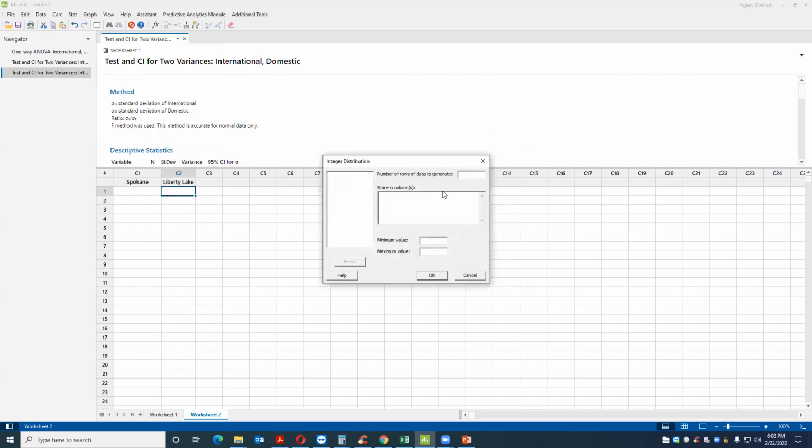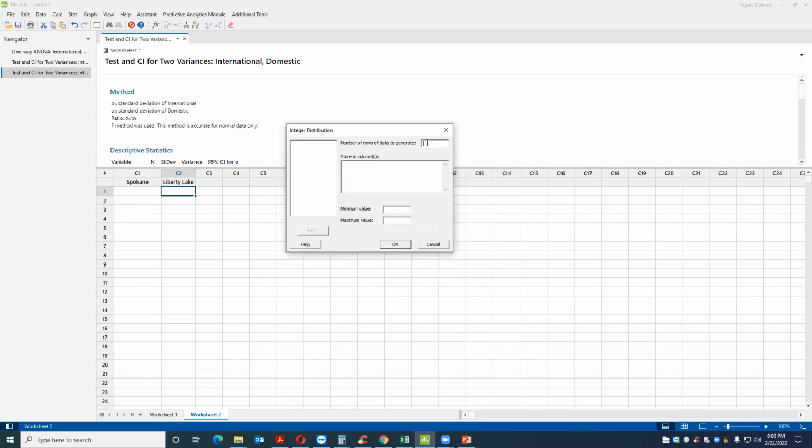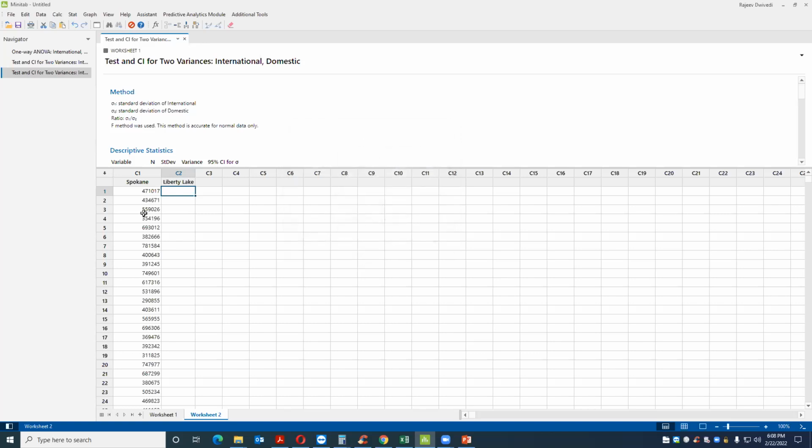Okay, and I'm just going to insert 35 rows. Let's say 45 housing data points I'm going to store for Spokane. The minimum value in my area is about 290,000, and the maximum value was like 800,000 in my area. So I'm just going to put 800,000. Okay, these are, for example, the housing prices stored here.